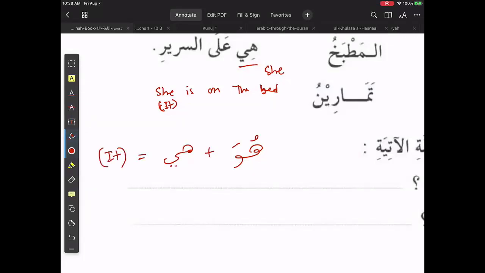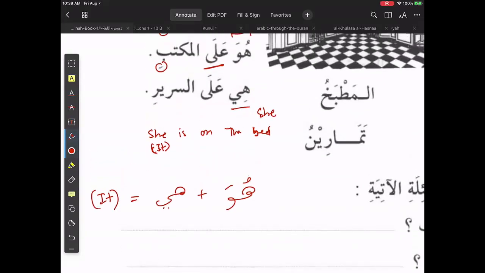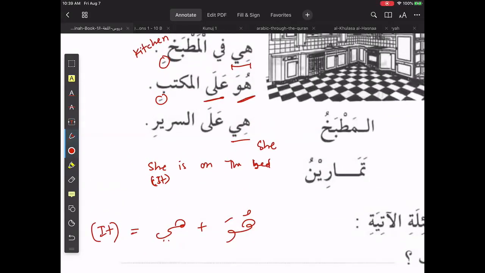It depends on the context. In Arabic, they don't make this kind of distinction. If you want to translate literally, the clock, she is on the bed. If the book, he is on the desk. But in English translation, we have to make that distinction. In Arabic, we don't have the word it. There's no such thing as it. It has to be either masculine or feminine.